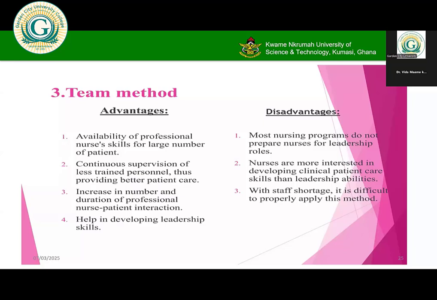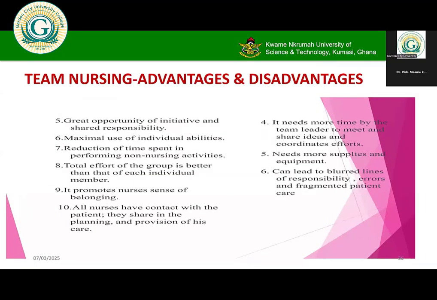But when you use this kind of method, as I said, leadership skills are developed. You are even taking over the in-charge nurse's duties. Whenever the charge nurse is not around, you can also assume duty as a charge nurse. So these are the advantages and disadvantages of team nursing.